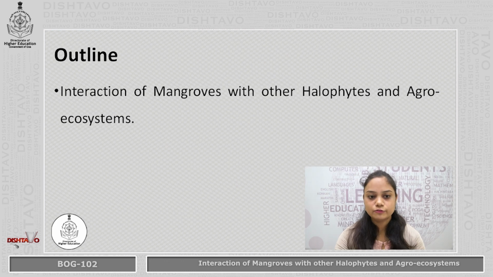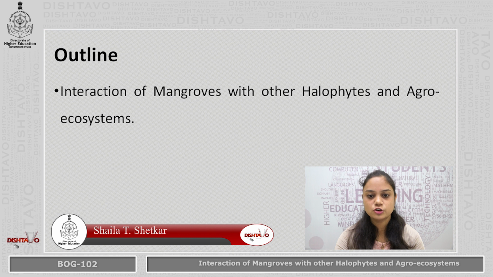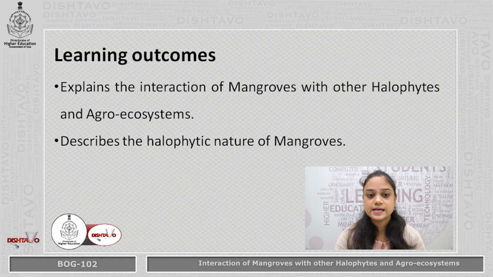This is the outline of my module. In this module, we are going to learn about the interaction of mangroves with other halophytes and agro ecosystems. These are the learning outcomes of my module. At the end of the module, you will be able to explain the interaction of mangroves with other halophytes and agro ecosystem. Also, you will be able to describe the halophytic nature of mangroves.